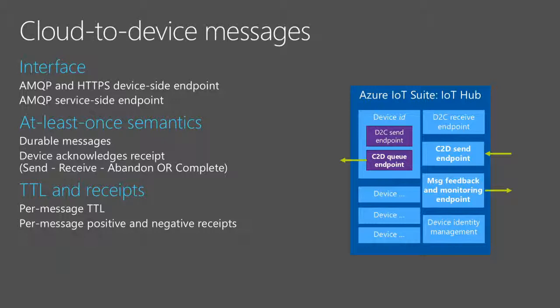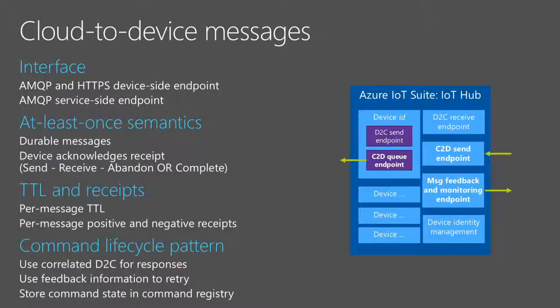Every message will also have a per message time to live. So you will be able to send an expiration time for all of the messages that you send. And then you can ask for positive and negative acknowledgements for the receipt of the message. Once you send a message and you ask for the ACKs, if the message expired, you will receive a feedback message that tells you that message expired, and also you will receive a message if the device actually completed that command successfully.